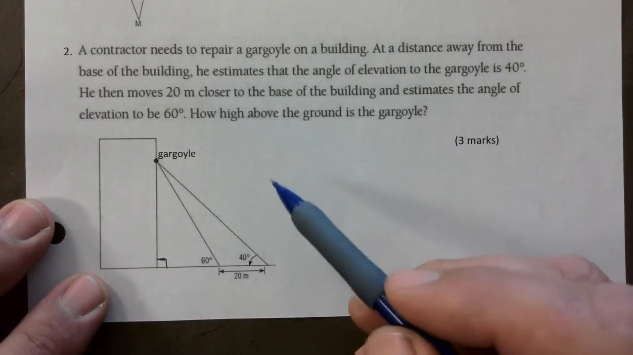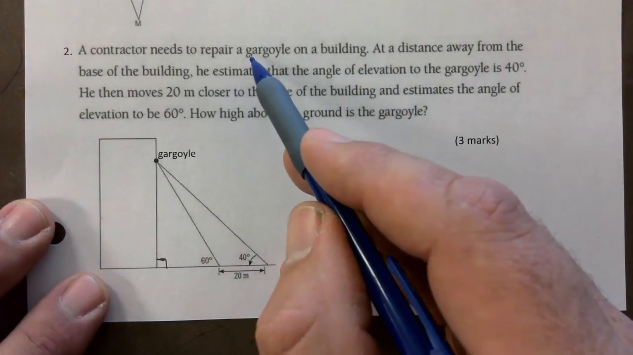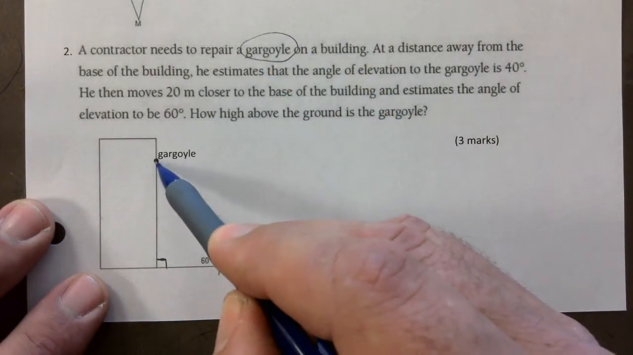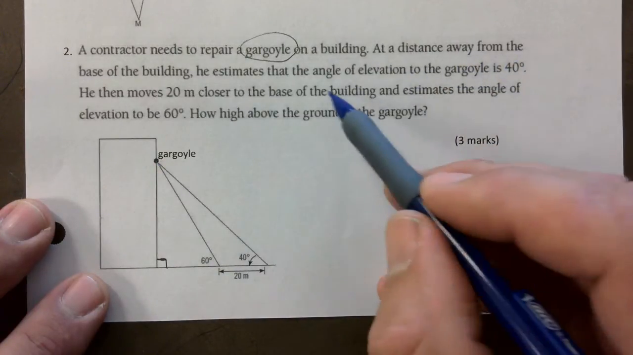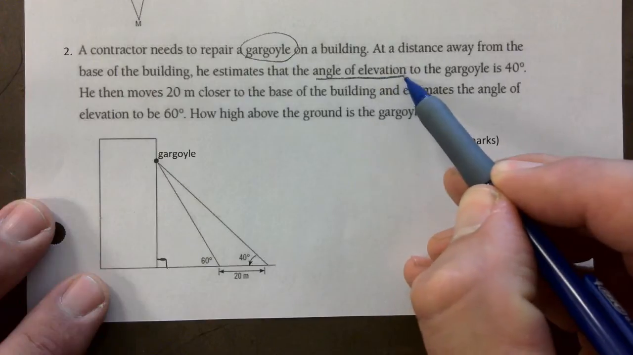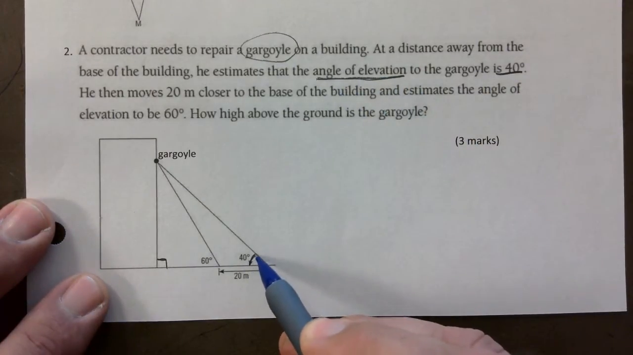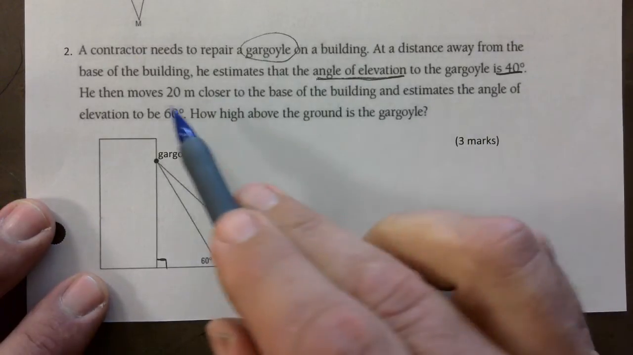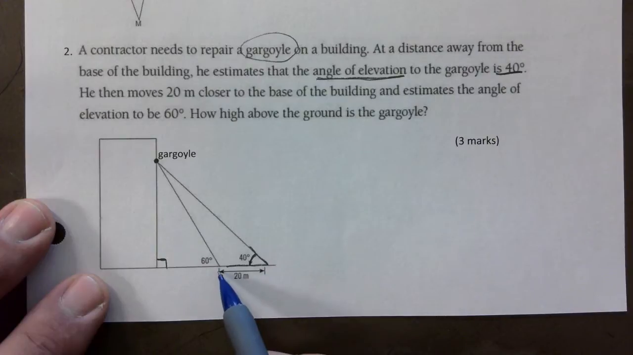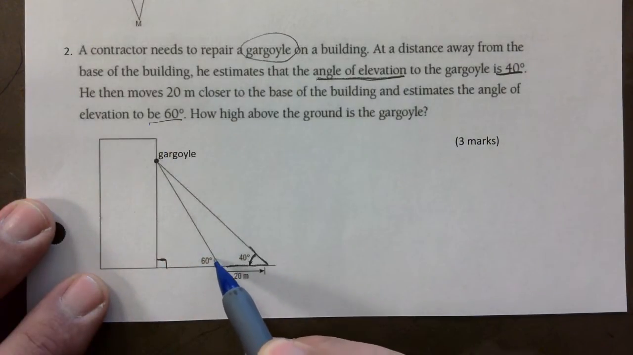So we have this scenario where we're repairing the gargoyle at the top here. From some distance away from the building, he estimates that the angle of elevation, I need you to remember that, is 40. So there's our angle of elevation, which is always between the horizontal and the line looking up. And then he moves 20 meters closer and estimates that the angle is now 60 degrees. So we have that angle of elevation there being 60.